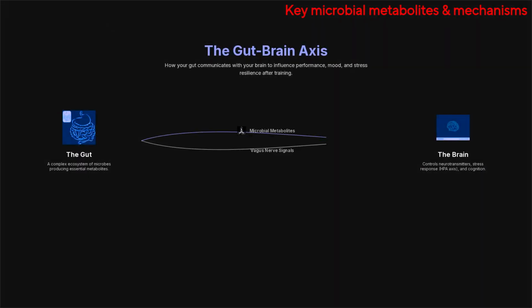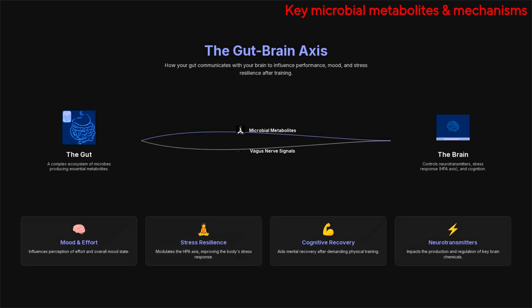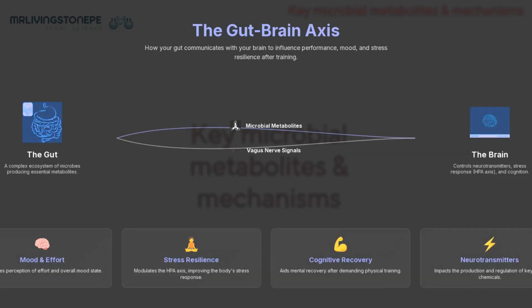Finally, the gut communicates with the brain. Microbial metabolites and signals traveling via the vagus nerve influence neurotransmitters and the stress response known as the HPA axis. This gut-brain link affects mood, perceived effort, stress resilience, and cognitive recovery after hard training.